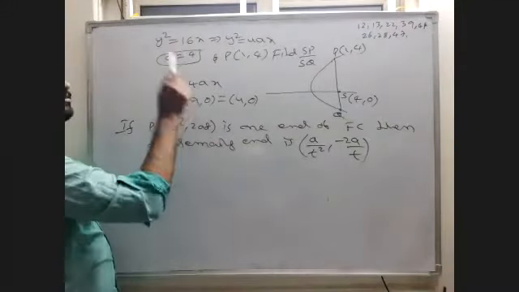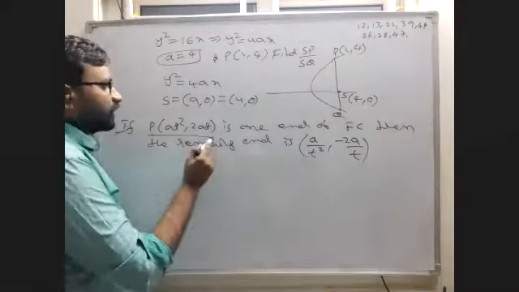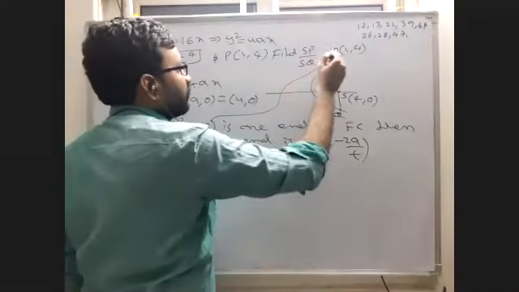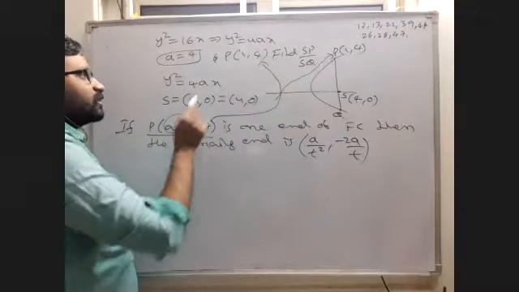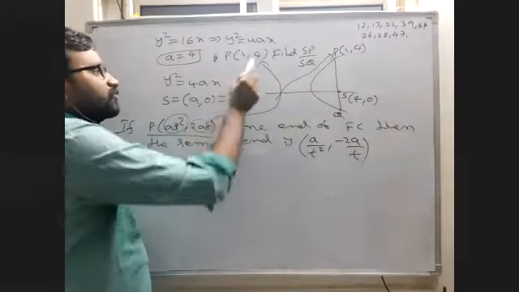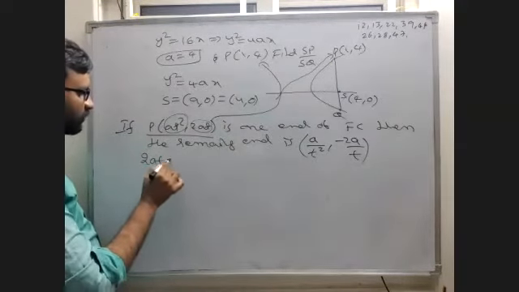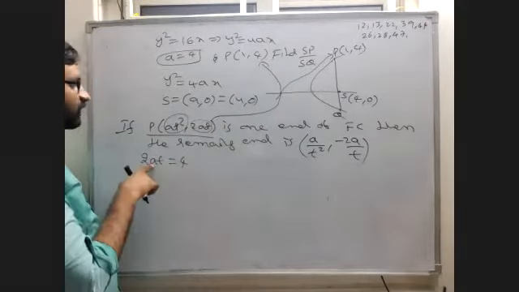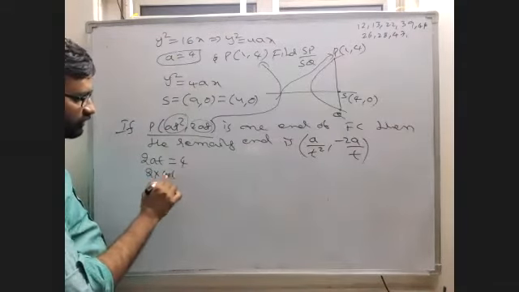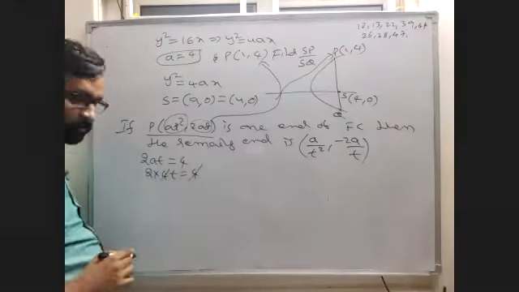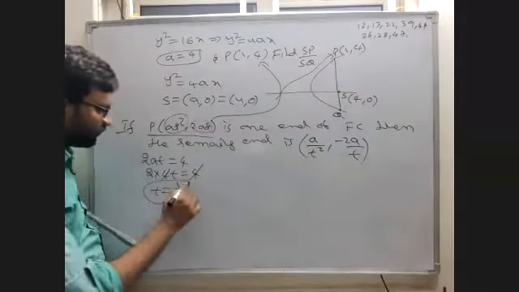Already we have the value of a, and one more value we have to find is t. See, this P is given already as 1 comma 4, so at square is 1 and 2at is 4. Now I'm taking 2at is equal to 4, where a is again 4. So 2 into 4t is equal to 4. 4 cancels. Then t is equal to 1 by 2. The value of t is 1 by 2.